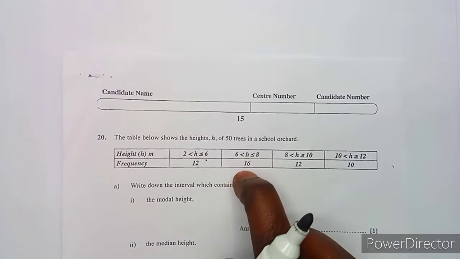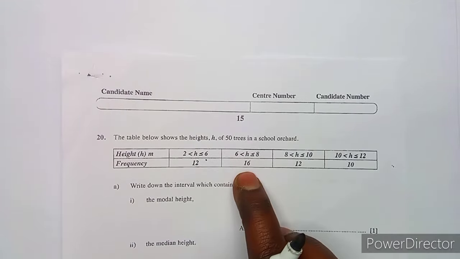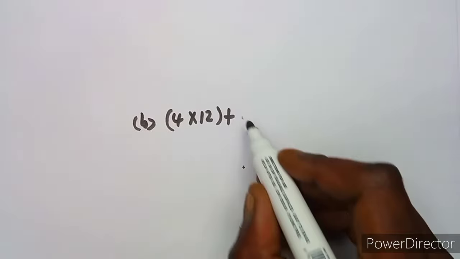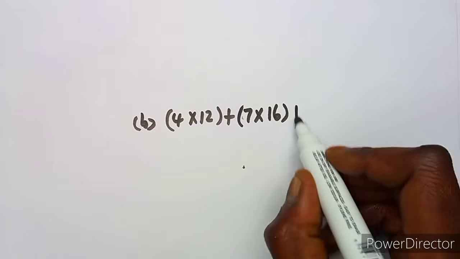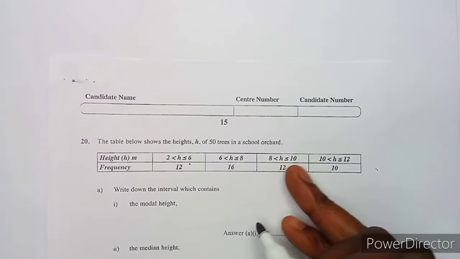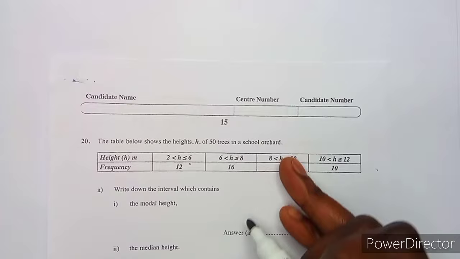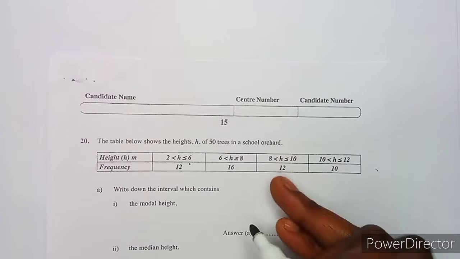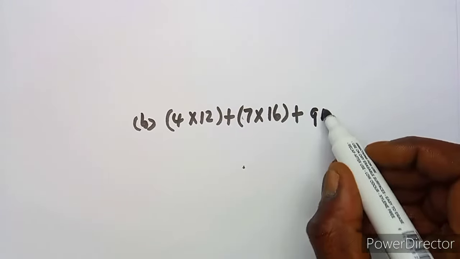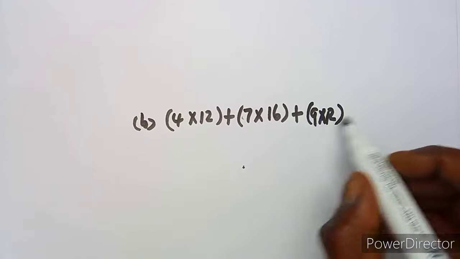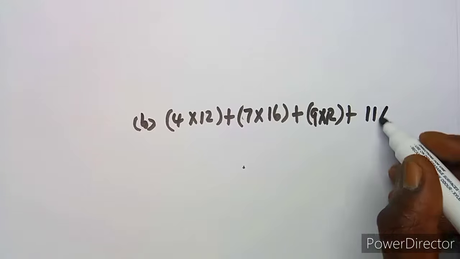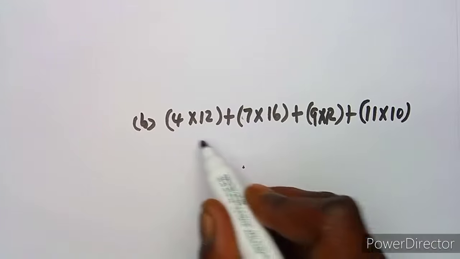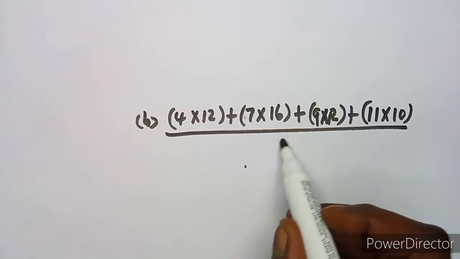Then 7 times 16. So it's class center times frequency. So it's 7 times 16. Plus, you move on to 8 to 10. As you can see, the class center in between the numbers is 9. So it's 9 times 12. So you add there, guys, and you divide. I think it's going to be easier. You move on to 10 and 12, which is 11 times 10. Everything over the total frequency, and your total frequency is 50.